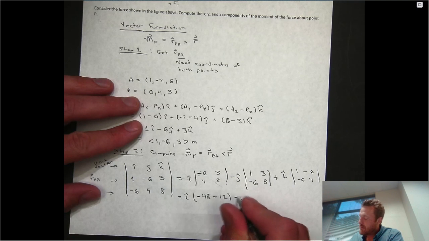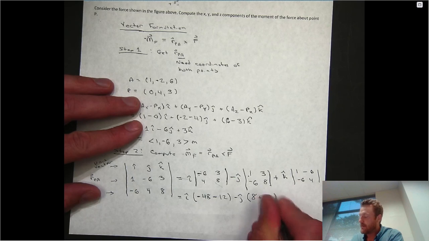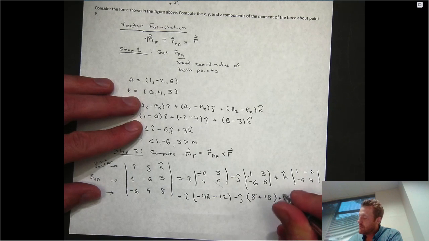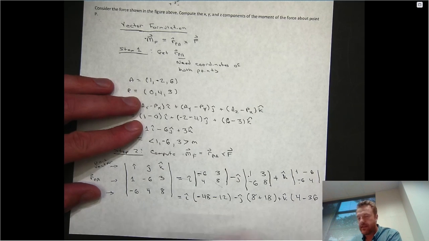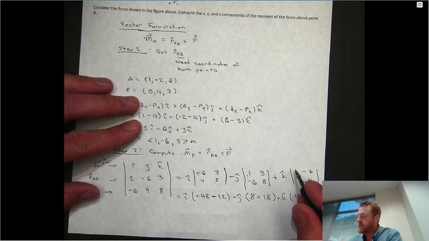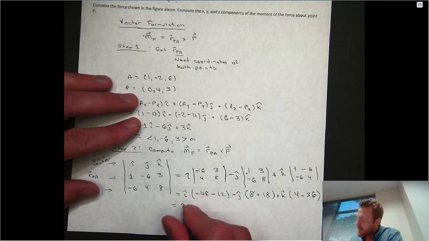Then we have our minus j term. What is the actual value of this determinant? 1 times 8 is just going to be 8. We're going to subtract away minus 18. Minus 18 is just going to be plus 18. And then we have the plus k hat term. And what is the actual determinant here? 1 times 4 is 4. And then we're going to have minus 6 times minus 6, which is plus 36. So that's actually going to be minus 36. So keep track of that. When you take the downward diagonal minus the upward diagonal, minus times minus is plus, so it's going to be minus that value.